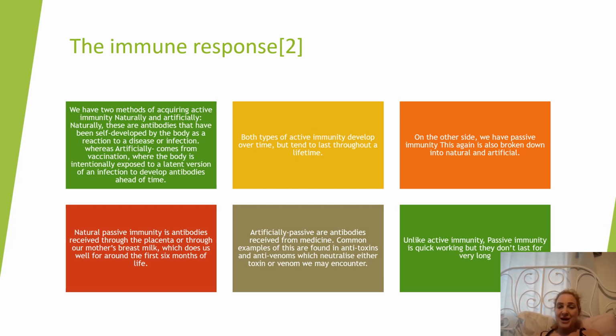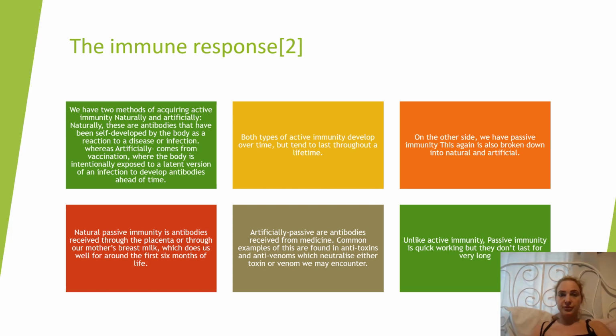On the other hand, we have passive immunity. This again is broken down into natural and artificial. Natural passive immunity is antibodies received through the placenta or through mother's breast milk, which lasts for around the first 6 months of life. Artificial passive immunity is antibodies received from medicines. Common examples of these are antitoxins or antivenoms, which neutralize toxins or venoms that we may encounter. Unlike active immunity, passive immunity is quick working, but it doesn't last very long.